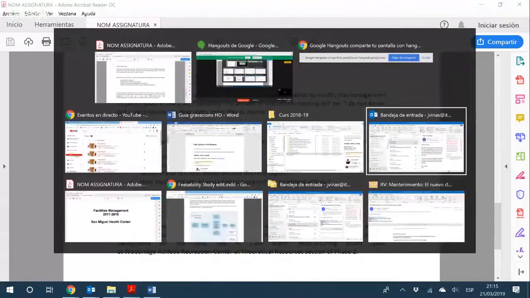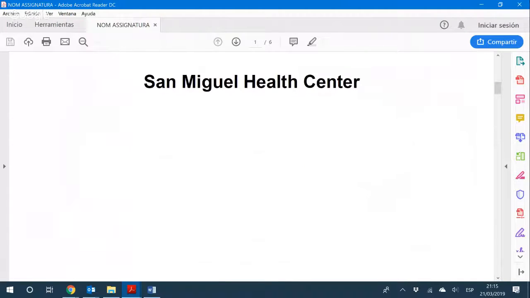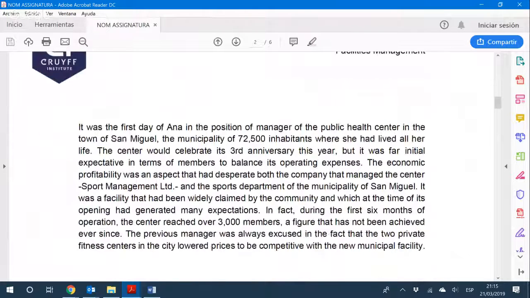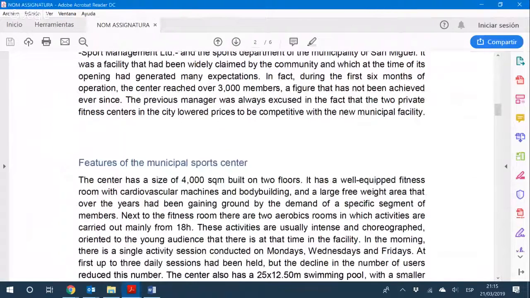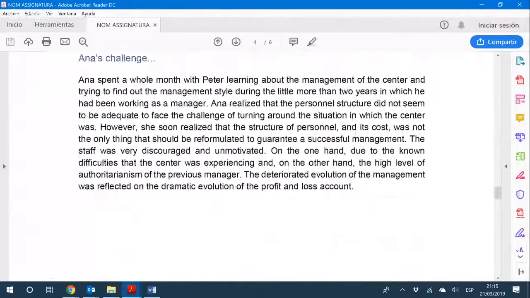If we move on to activity number 4, that's based on the San Miguel Health Center, which is a health center privately managed but municipality owned, publicly owned from the local authority. And this is actually a real case study, obviously with the names changed, but this situation and this evolution of the management and finally this profit and loss account, it is completely real.